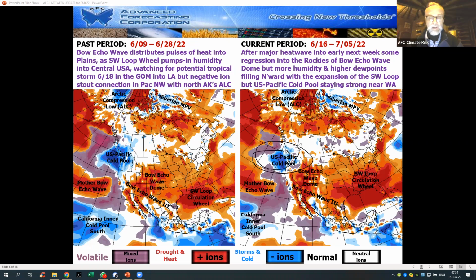Notice the US Pacific Cold Pool, that's staying very stable, very strong. I mean, it is really getting pegged here. And I hate to say it, but it increases the earthquake risk off the northwest coast there. And we're going to be talking about that probably next week. There's your Bow axis wave, right? So that's supplying the heat into the dome.